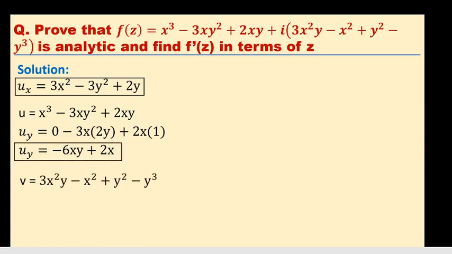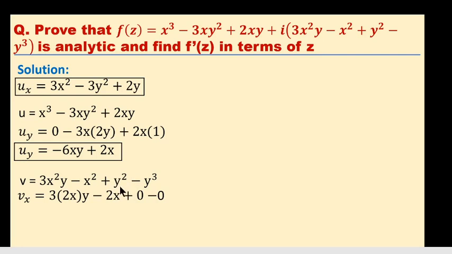Next, let us consider v, and now we differentiate v with respect to x. So, let us take the first term in v. Now, here 3 remains as it is. So, this is a function of x, x square. So, derivative of x square with respect to x is 2x, y remains as it is, minus derivative of x square is 2x plus, now here in this term there is no x function involved.